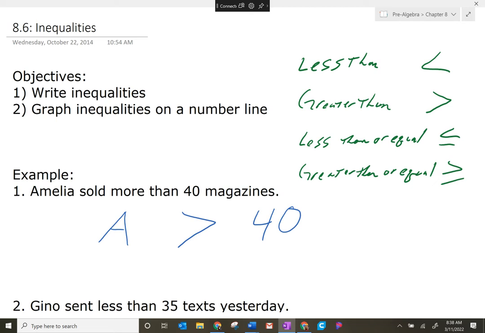Again, we're going to use that greater than or less than symbol, and we're going to translate what the sentence is telling us into that inequality. And that's what this is called. This is called an inequality. Equalities use the equal sign. Inequalities are things that don't exactly equal each other.